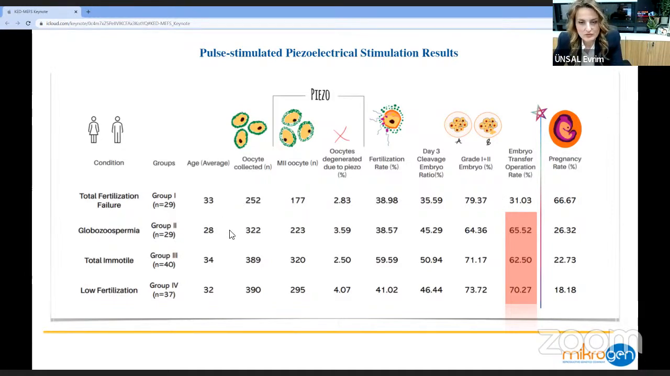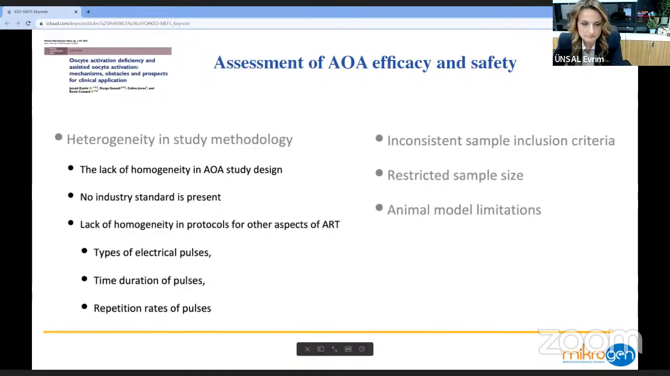The high success of TFF cases can suggest that potential oocyte defects can be more effectively overcome by oocyte activation compared to sperm-associated defects. I also would like to mention the considerations of assisted oocyte activation efficacy and safety. In the recently published review, these considerations were evaluated in detail.